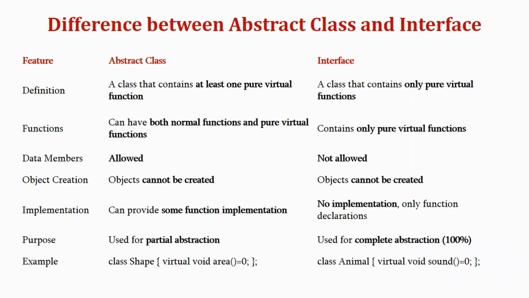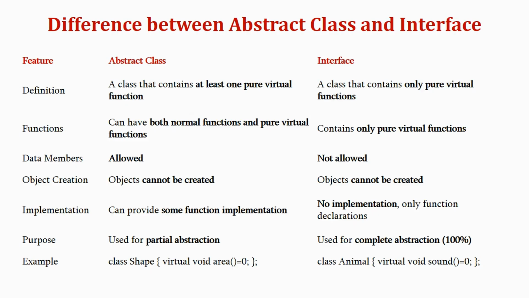What is the difference between an abstract class and an interface? First, start with the definition. An abstract class is a class that contains at least one pure virtual function. An interface is a class that contains only pure virtual functions. In an abstract class, the functions include both normal functions and pure virtual functions. In an interface, it has only pure virtual functions.